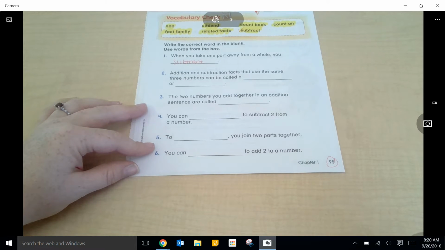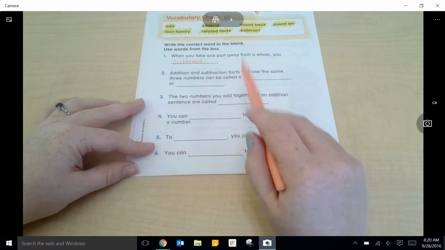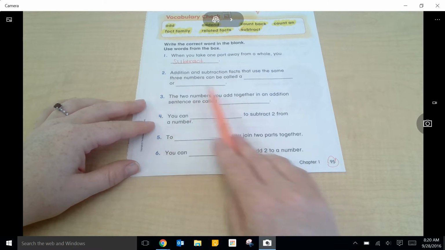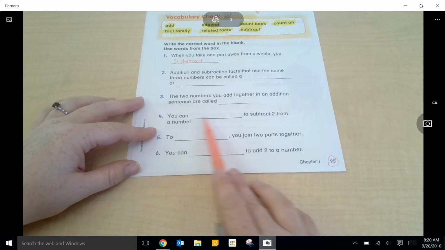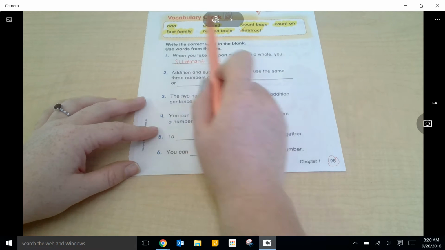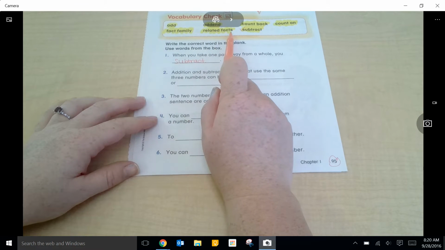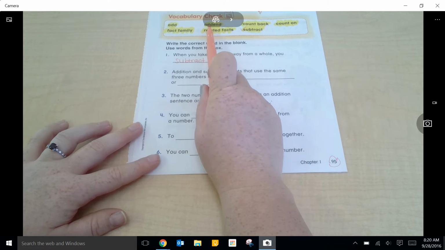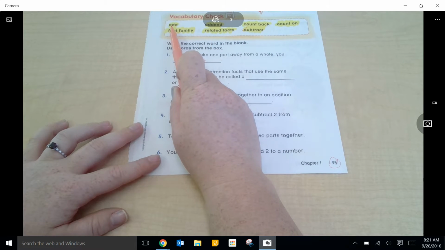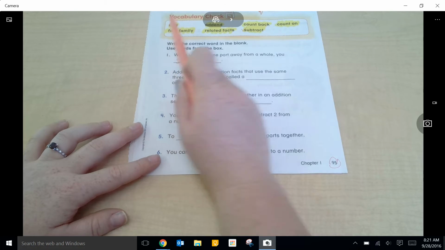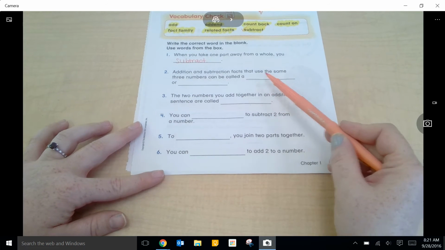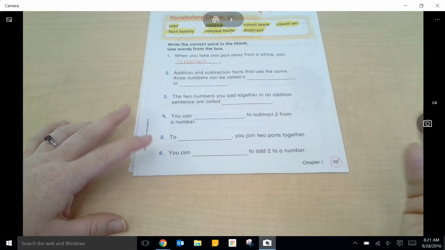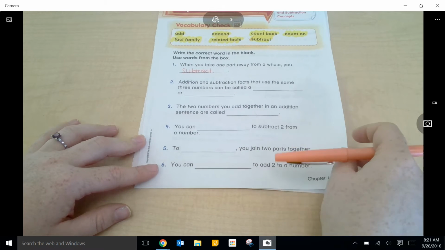Pause the video. You should have a word or maybe 2 words written on each line. Like if I'm trying to use related facts, I'll put related facts on one line. But if I'm trying to use addend, it would be the only word on the line. I wouldn't put addend and add on the same line. You should have something written on each line. When you're ready, you can go on to the next page.